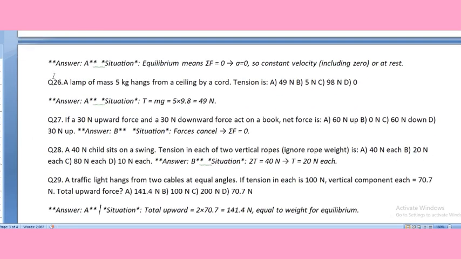The next question, question number 26, says that a lamp of mass 5 kg hangs from a ceiling by a cord.